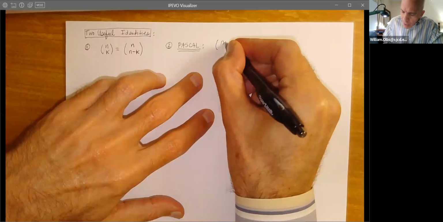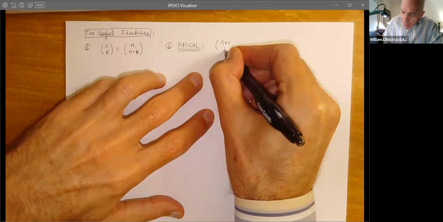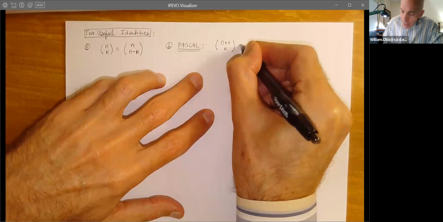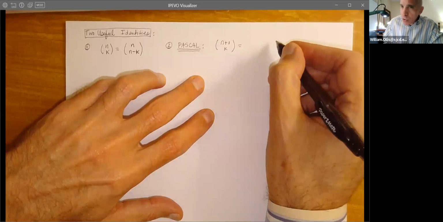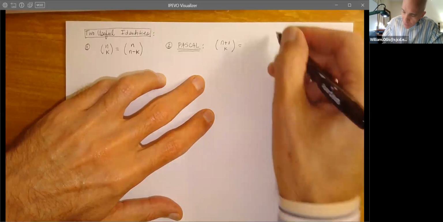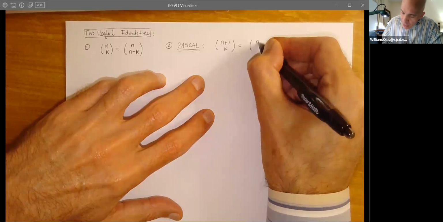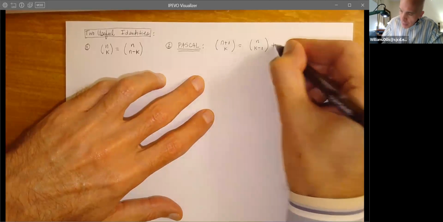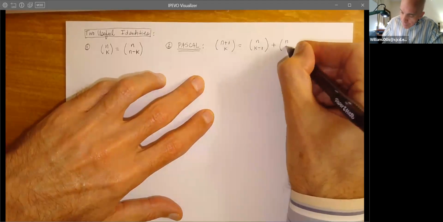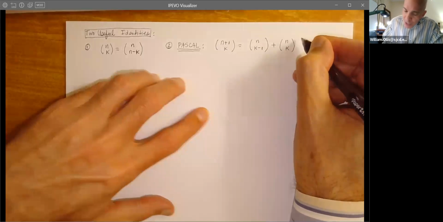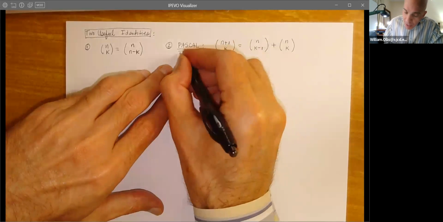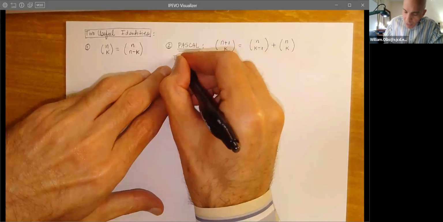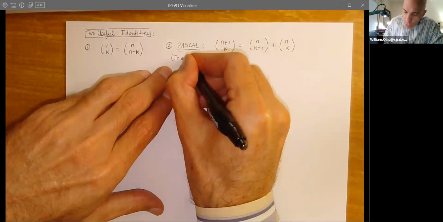And this one's not very obvious. n plus 1 choose k can be written as a sum of factorials. So this is a recursive definition. This is n choose k minus 1 plus n choose k. This actually is the Pascal triangle. Well, I'll just write in here. I'll just say triangle.